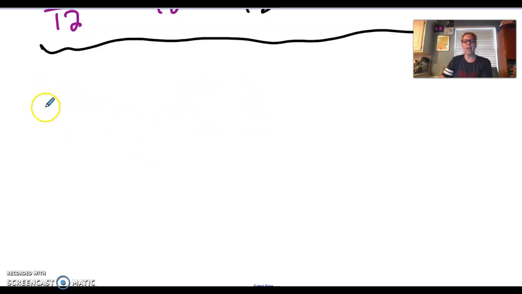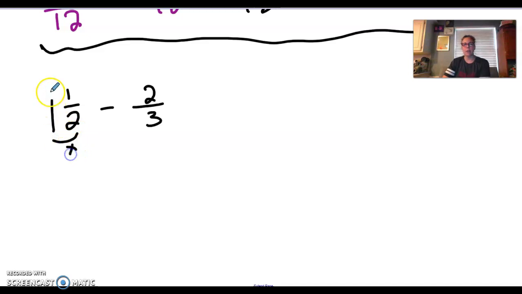So what if we have 1 1/2 minus 2/3, okay? So we need to change this to an improper fraction. You don't have to do that, but that's how I'm going to teach it. So 2 times 1 is 2, plus 1 is 3, so 3/2 minus 2/3. The problem is we still don't have a common denominator, so we have to do one more step.